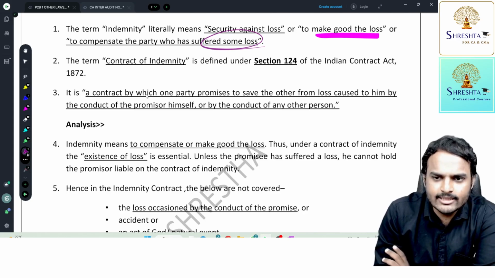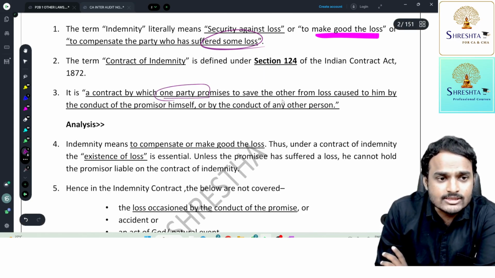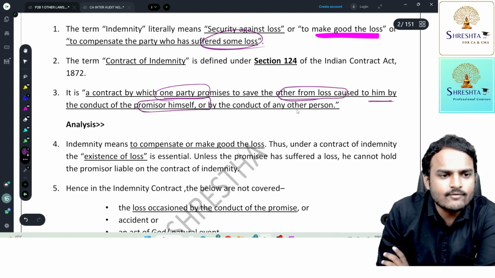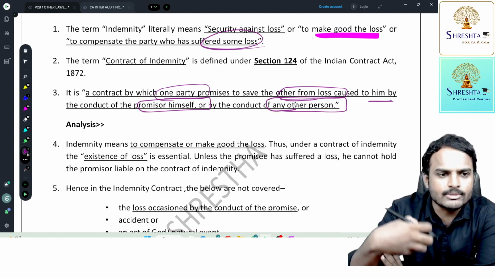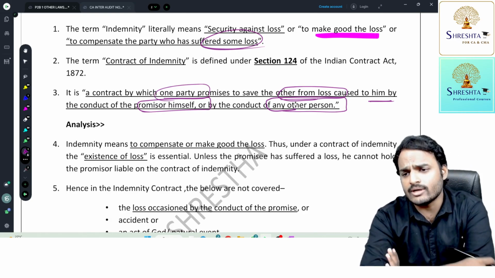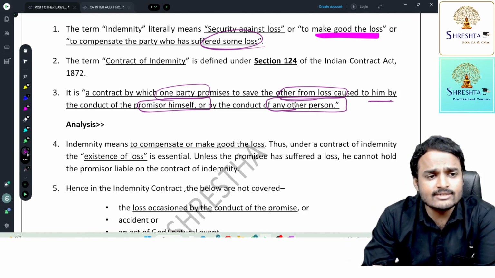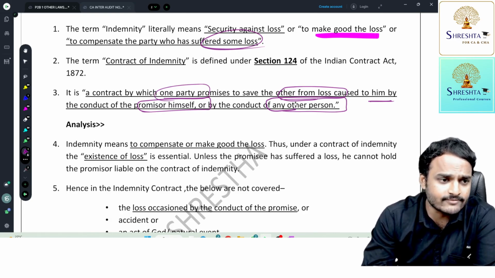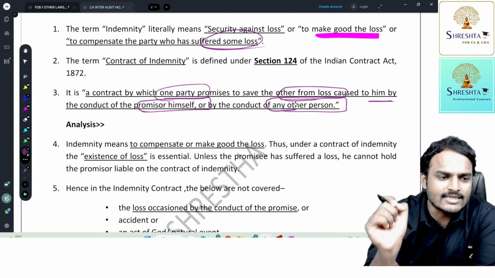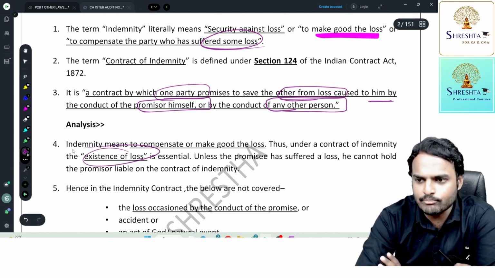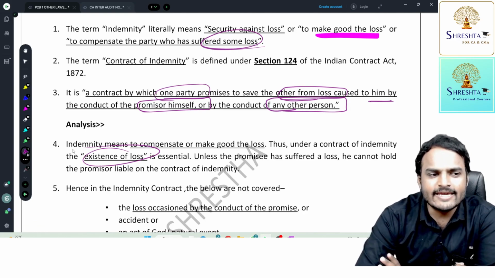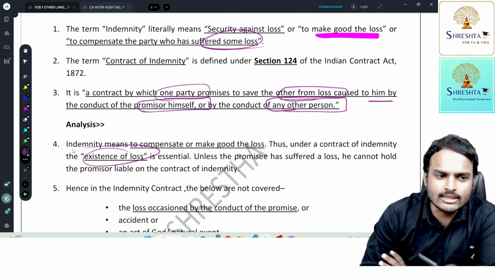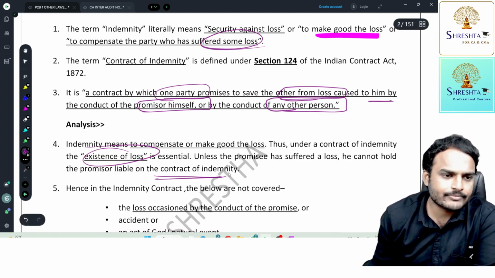It is a contract. Indemnity is a contract by which one party promises to save the other from loss caused to him by the conduct of the promisor himself or by the conduct of any other person. Other person means simply someone other than the promisor and the promisee. So, analysis: indemnity means to compensate or to make good the loss. Thus, under a contract of indemnity, the existence of loss is essential. Triggering point, main point: existence of loss. Unless the promisee has suffered a loss, he cannot hold the promisor liable on the contract of indemnity.